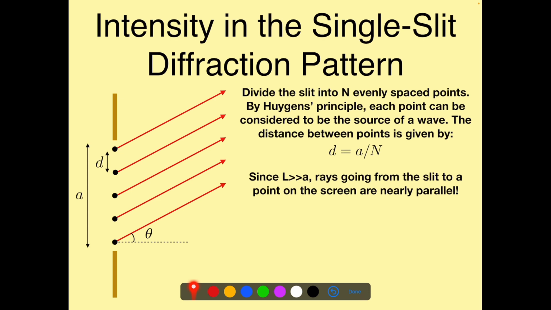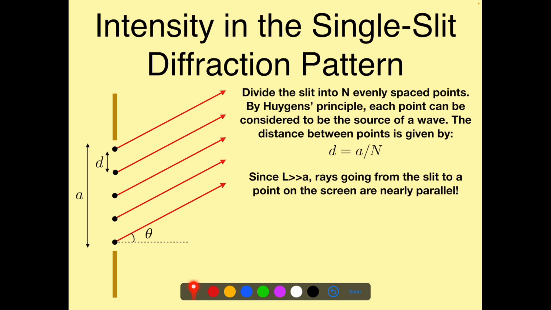Whereas a is the width of the slit. That's going to be tiny in comparison to L. That's going to be typically much less than even a millimeter. So it's safe to say that L is much, much bigger than a. And for that reason, these rays that are going from the slit to a point on the screen can be considered basically to be parallel to one another. So these outgoing rays that are going to a certain point on the screen are basically parallel to one another.